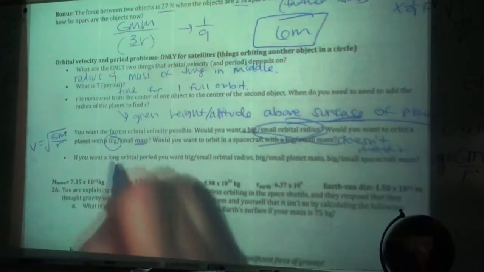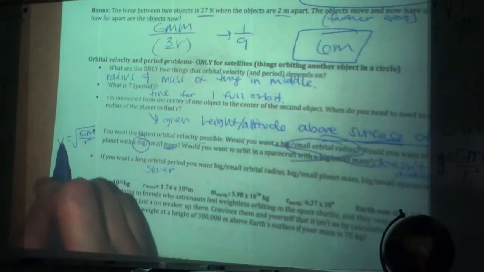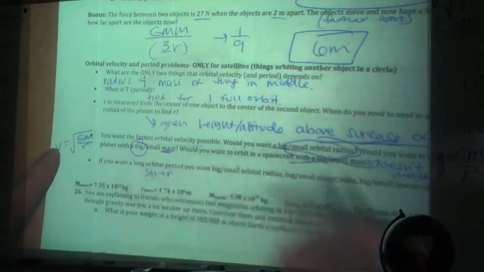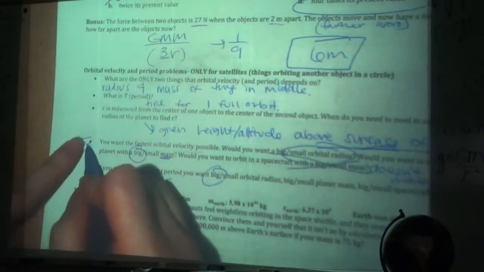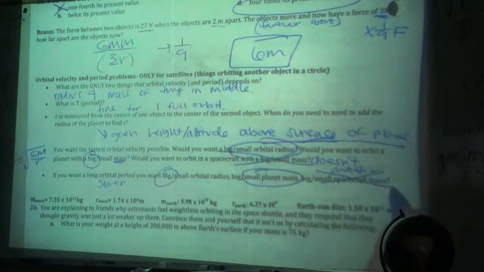If I want a long orbital period, if you want it to take a long time, then you want it to go slow, right? You want a slow velocity or a small velocity. If you want a small velocity, you want to divide by big numbers. You want a big radius. You want to multiply by small numbers. You want a small planet mass. And again, we don't care about the spacecraft's mass.